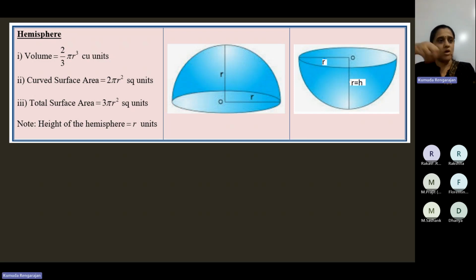So if the hemisphere is hollow, like a hemispherical open tank, then that will have only the CSA. The top circle is open. So only 2 pi r square you can calculate. 3 pi r square you will calculate only when the top circle is closed with material. Otherwise, it's only 2 pi r square. Okay, that's about the difference. And in the hemisphere, the depth of the hemisphere is equal to the radius. See the figure.